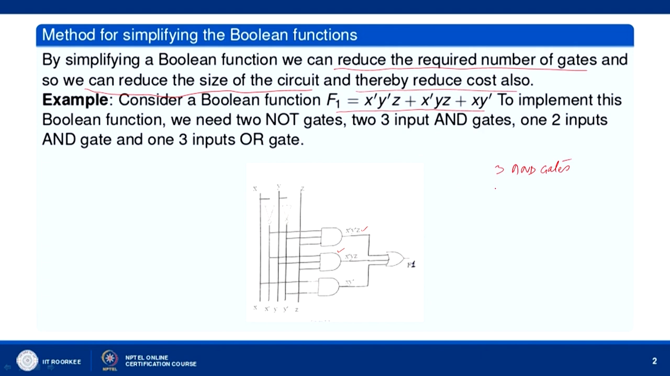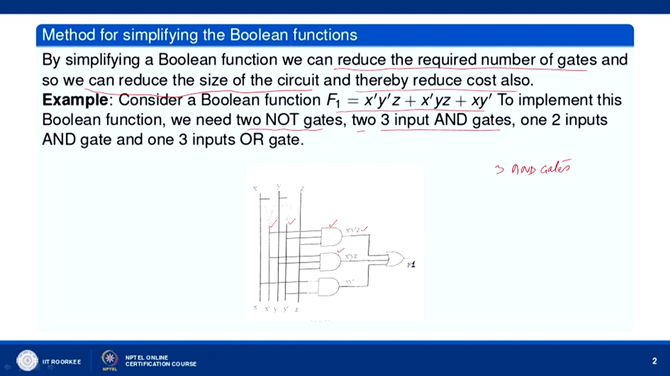The first AND gate has three inputs. This AND gate has three inputs again, and this AND gate has two inputs. And there are two NOT gates, this one, x' and y'. So there are two NOT gates, and two three-input AND gates.